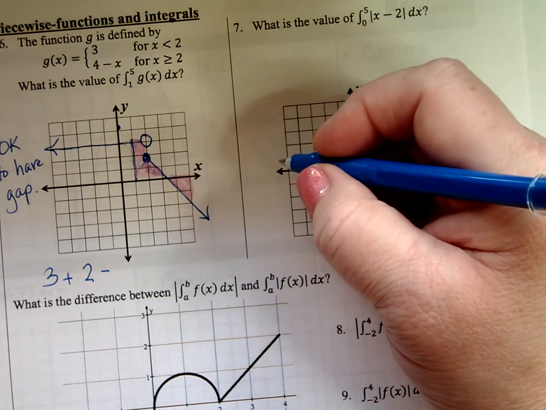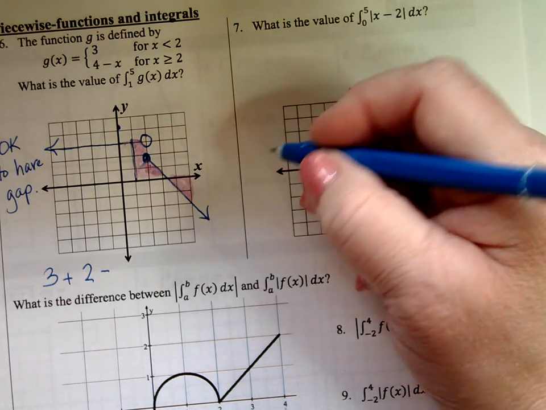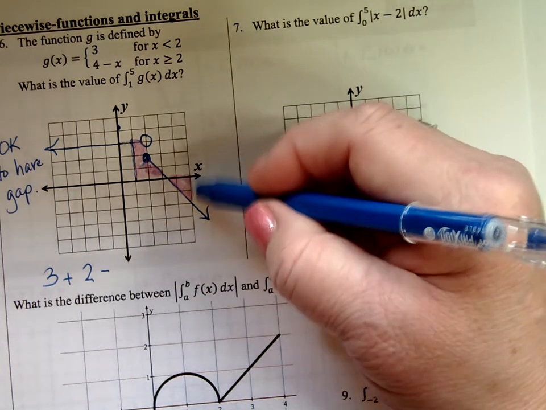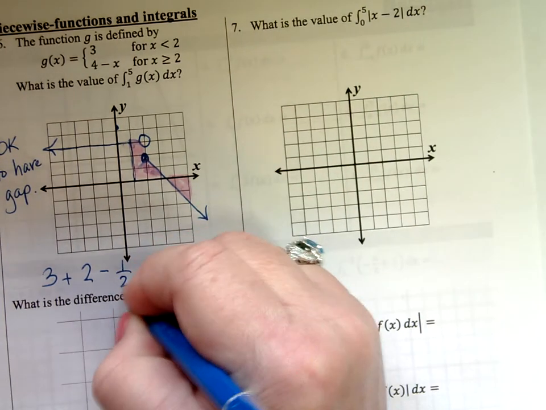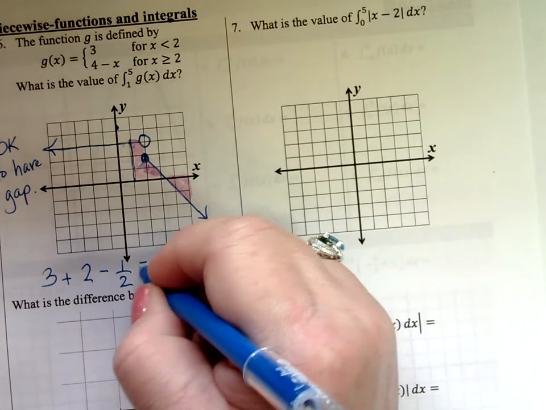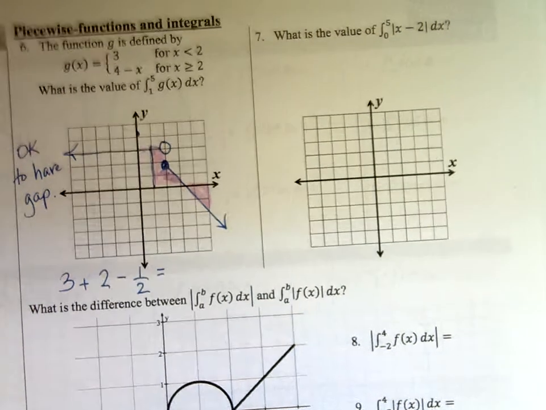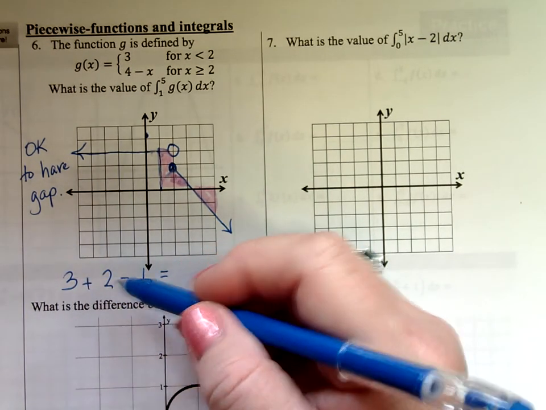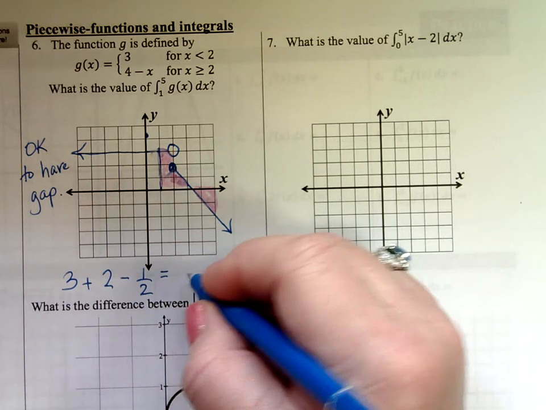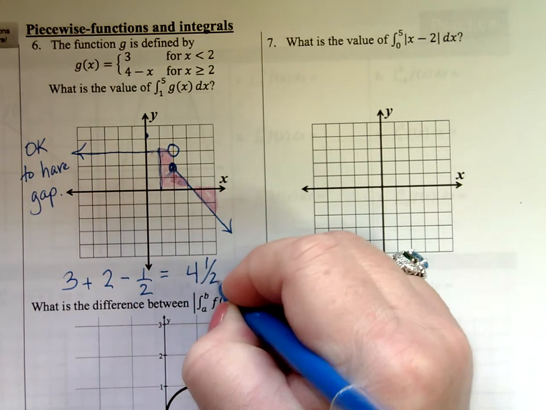Actually, I wish I had drawn my line better. I'll tell you the truth. It turns out that this little area here is 1/2. It's below the x-axis, and with a more accurate picture, it would probably be a lot better, but that's what the deal is. So, 3 plus 2 is 5. 5 minus 1/2 gives me 4.5. Next time I'll draw a better picture.